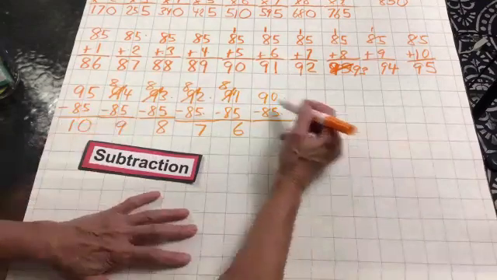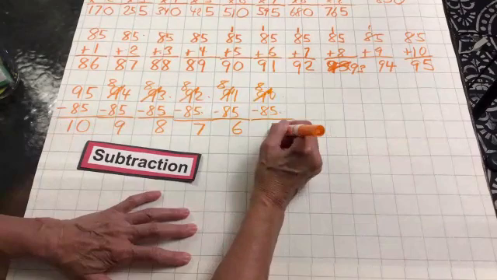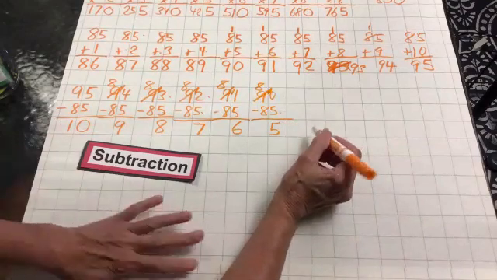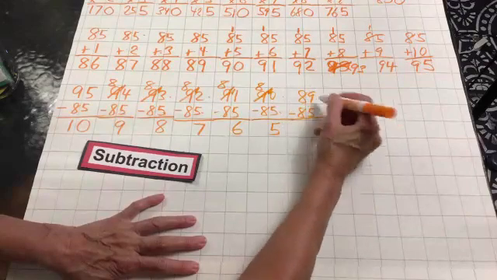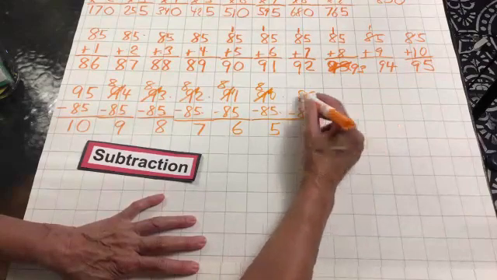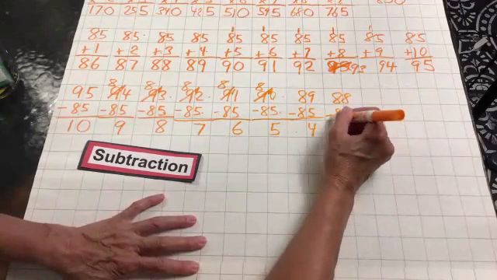90 minus 85. 5 from 0 cannot do. Borrow from the 9, leaving 8, making this 10 minus 5 is 5. 8 minus 8, nothing. 89 minus 85. 9 minus 5 is 4. 8 minus 8, nothing. 88 minus 85.